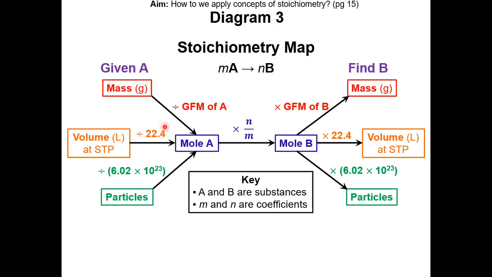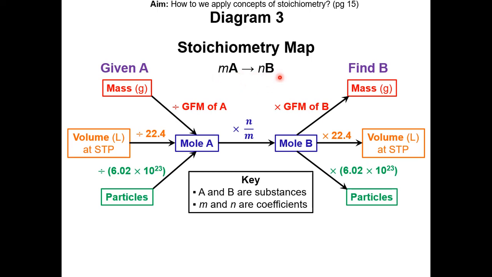This stoichiometry map can be found on my website. This map is used to solve stoichiometry problems. A and B are substances. M and N are the coefficients. M is the coefficient of A, and N is the coefficient of B.